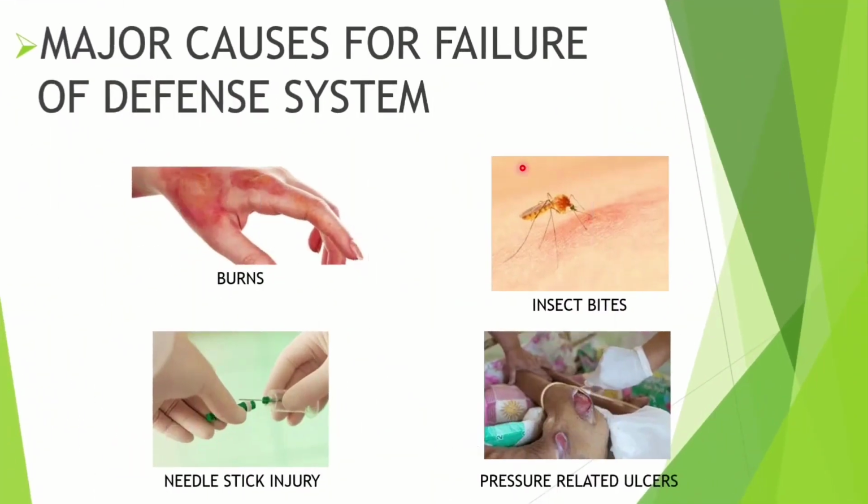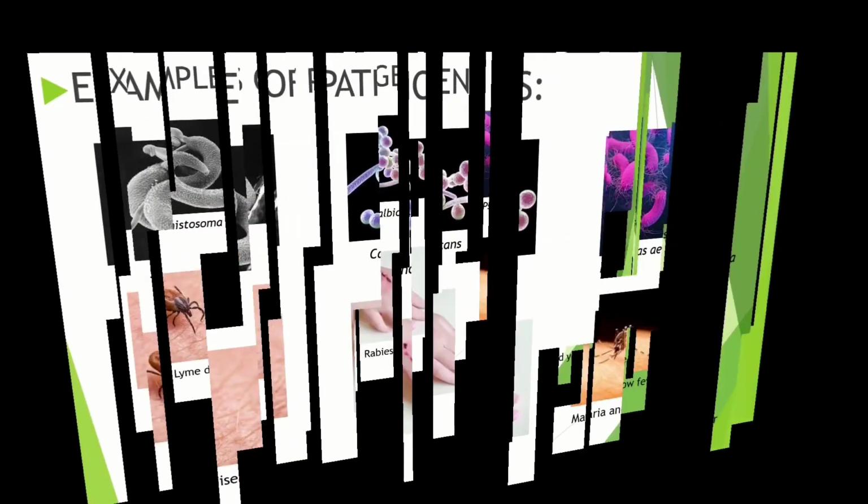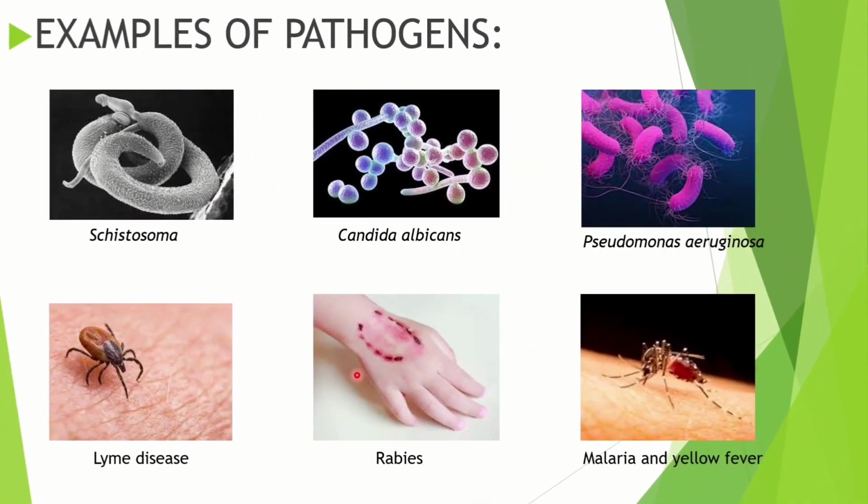The major cause for the failure of the defense system, that is the epidermal barrier, is mechanical injuries, which may occur through one of these: burns, insect bites, needle stick injury, pressure-aided ulcers, punctures, or through direct penetration. So these are the pathogens which damage the epidermal barrier through any of the methods mentioned before.